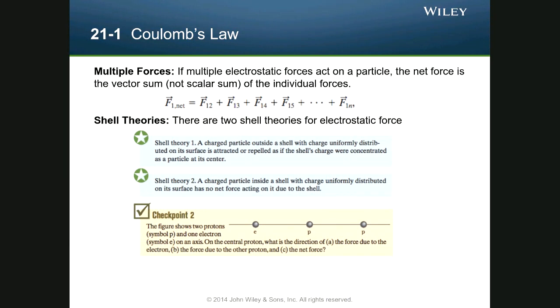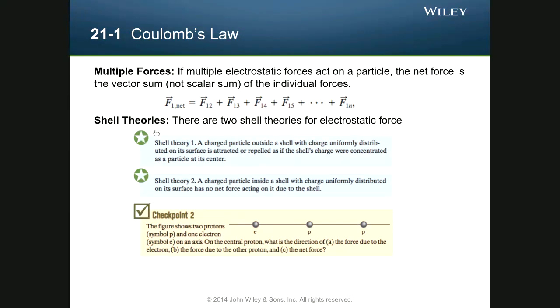But unfortunately, the original charges were described by Ben Franklin in terms of what was positively charged and what was negatively charged, so we're stuck with a convention that ended up being the opposite of what we thought. But one thing I want to point out is that if multiple electrostatic forces act on a particle, the net force is the vector sum. It's similar to that idea of superposition, right? If you have multiple gravitational forces, they all add together. And the shell theorems will be our guiding principle of electromagnetism.